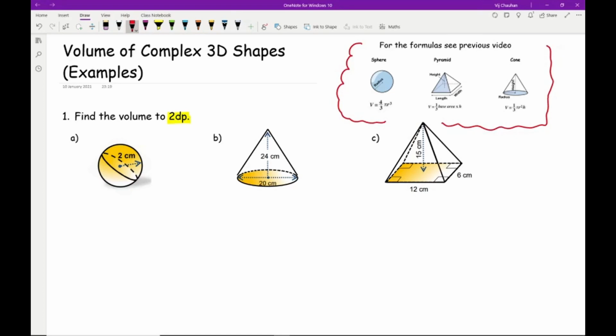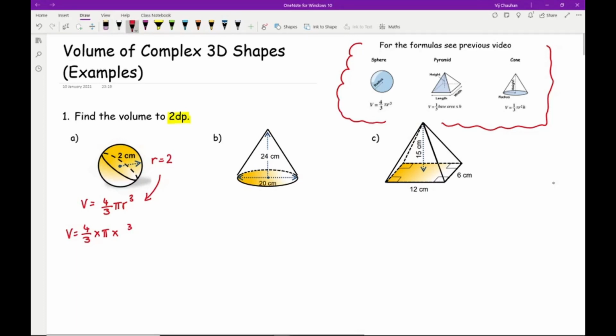So the first one we're looking at is for a sphere. The formula is 4 over 3 pi r cubed. Here we're going to substitute. With a sphere, the only information we've been given is that the radius is 2. So we're going to substitute 2 into this formula. So I've got V equals 4 over 3 times pi times r cubed, or 2 cubed I should say, substituting that in.